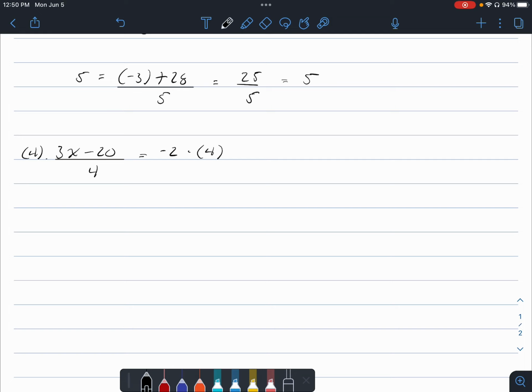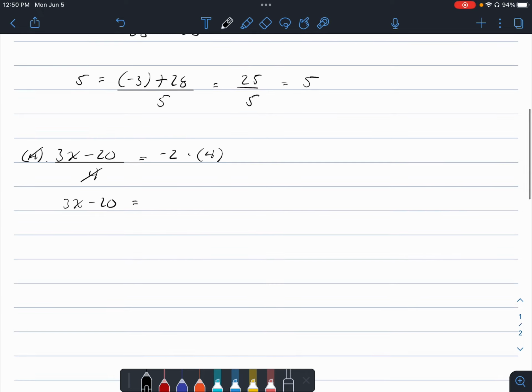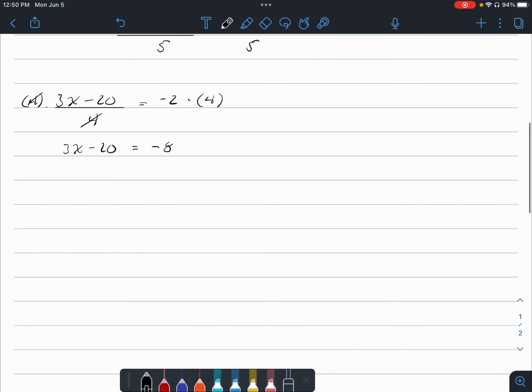And again, the goal here is we're trying to eliminate the 4 in the denominator on the left-hand side. Okay, so that will do that. 4 divided by 4 is 1. So these should cancel. And we're now left with 3x minus 20 is equal to negative 2 times 4, or just negative 8. Okay, now let's go ahead and add 20 to both sides of this equation. Okay, that'll take care of the negative 20 on the left-hand side. These will cancel. And we're left with 3x is equal to negative 8 plus 20. That is going to be equal to 12.